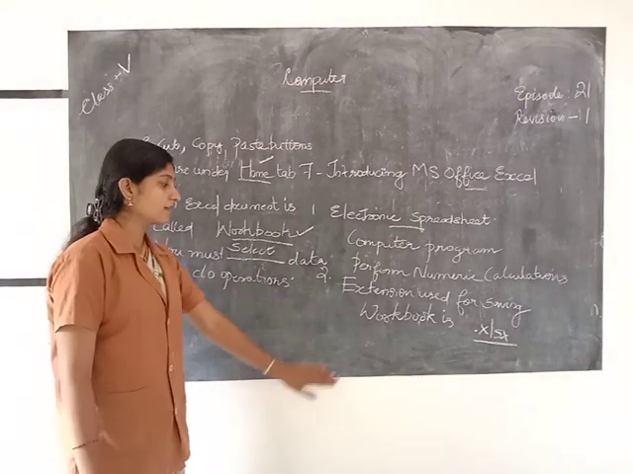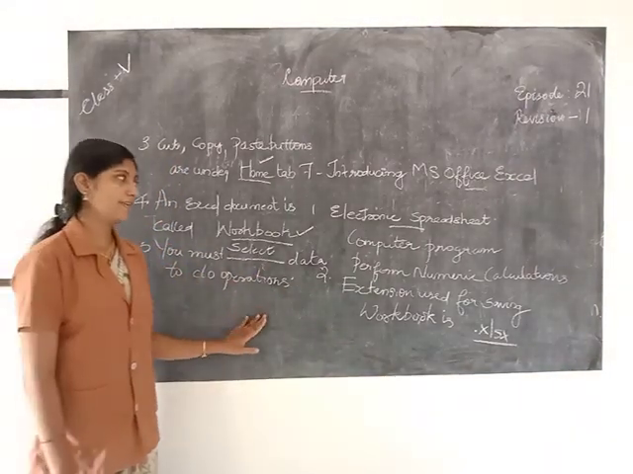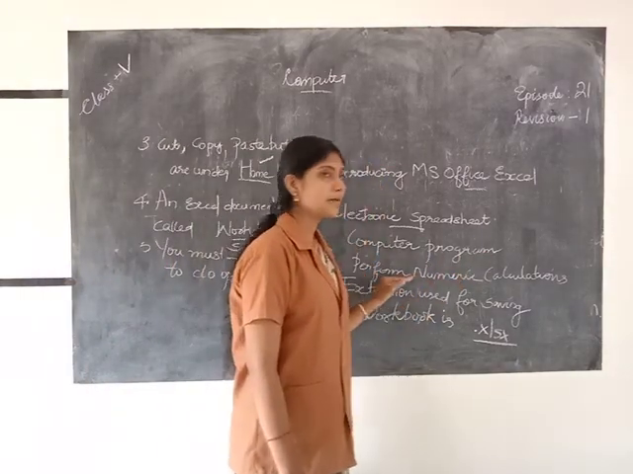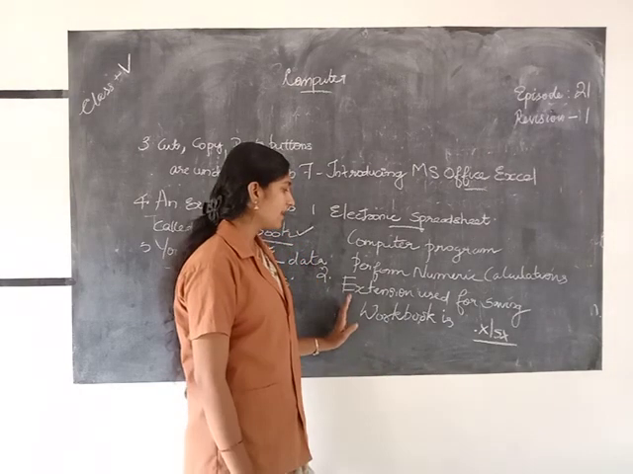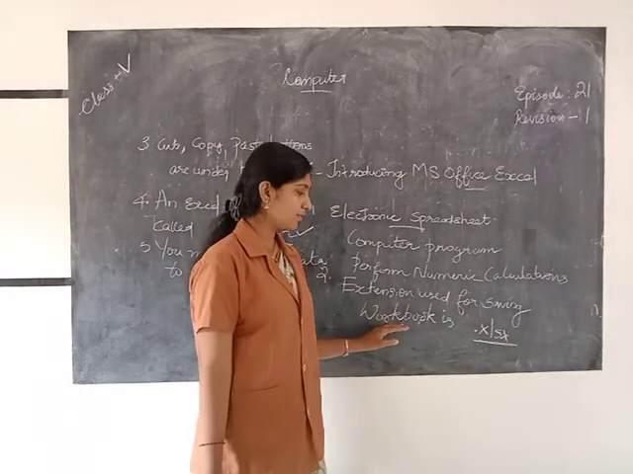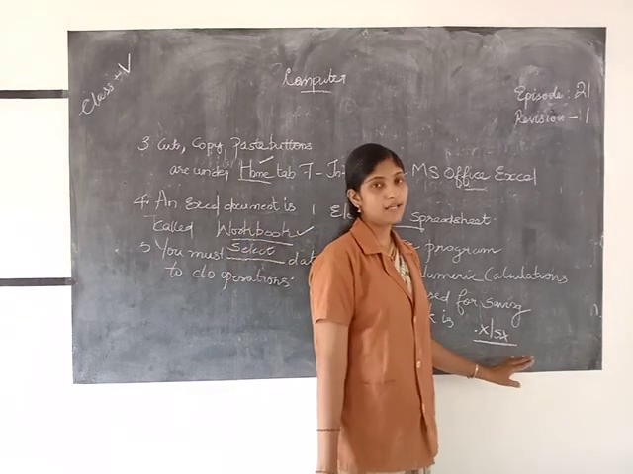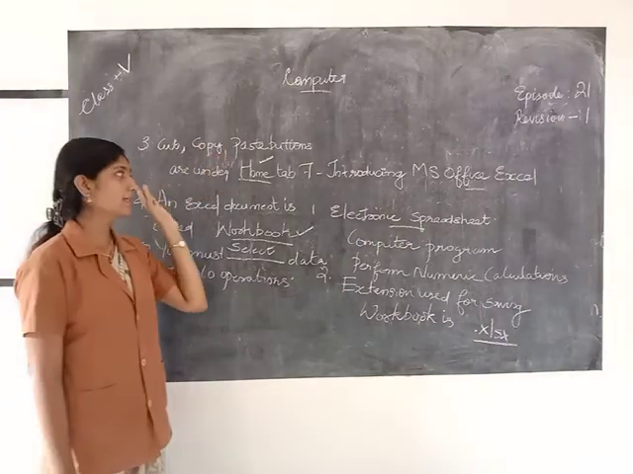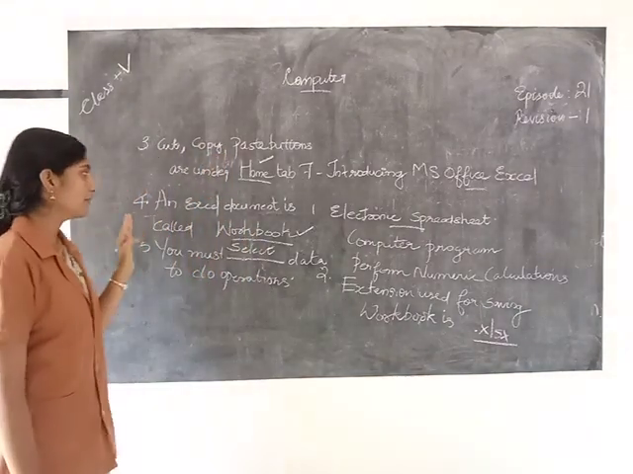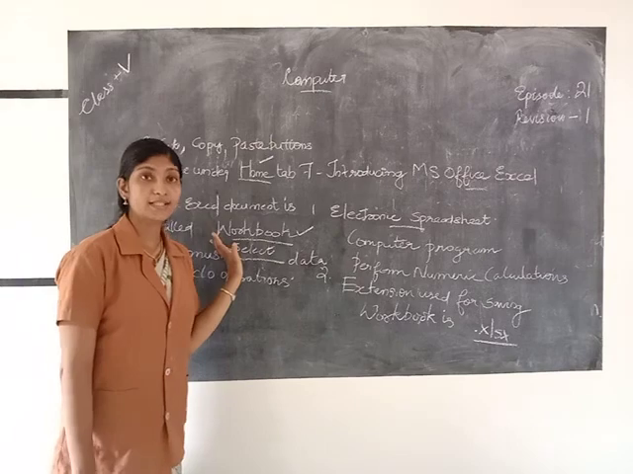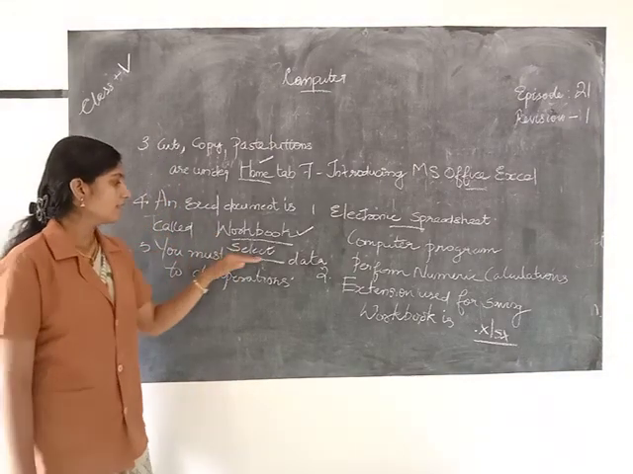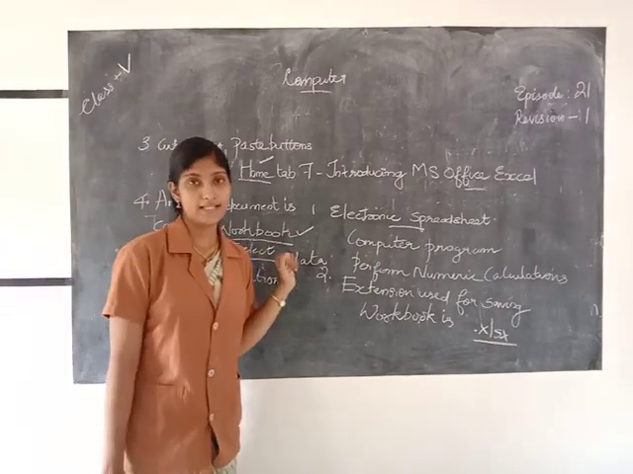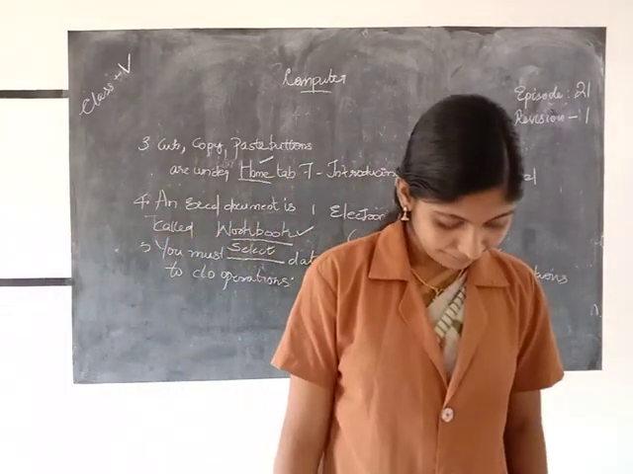So once again, remember all these points, it is very important. First one, electronic spreadsheet. It is the computer program used for numeric calculations. Second one, what is the extension used for saving workbook? That is .xlsx. Then third one, cut, copy, paste buttons are under which tab? Home tab. And Excel document is called workbook. Then you must select data to do operations. You must select data.